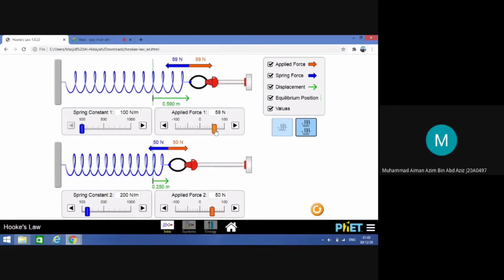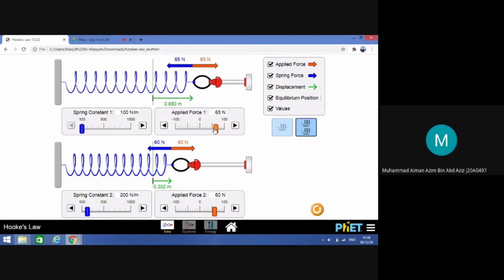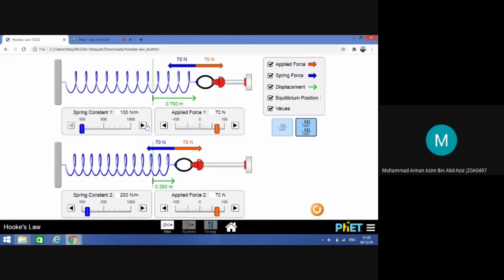And we move to 60 Newton force on both springs. On the 100 Newton per meter spring, we get 0.600 meter displacement. The 200 Newton per meter spring constant will get 0.300 meter displacement. And next, we put 70 Newton force on both springs. The 100 Newton per meter spring constant will get 0.700 meter displacement, and the 200 Newton per meter spring constant will get 0.35 meter displacement.